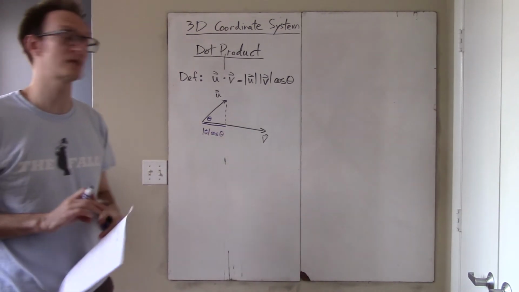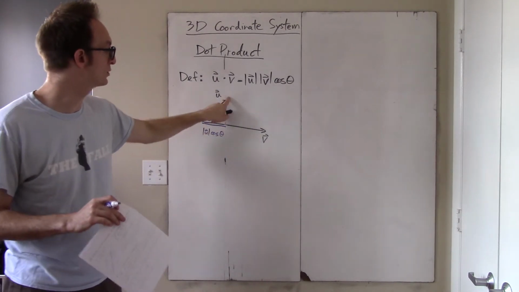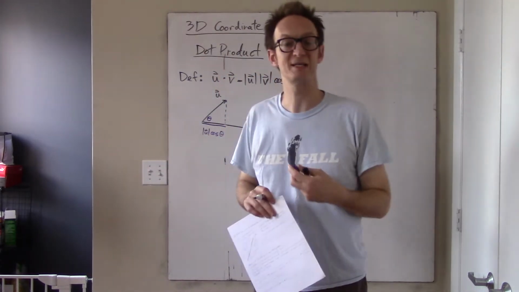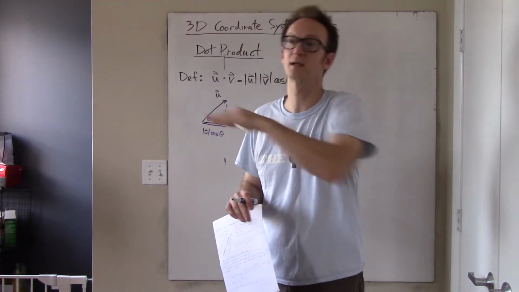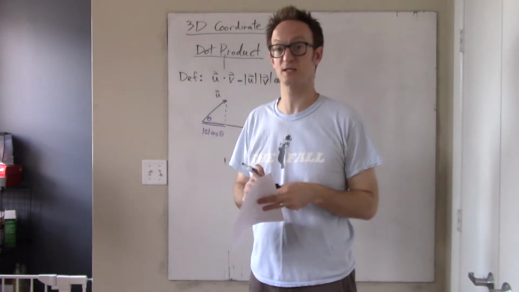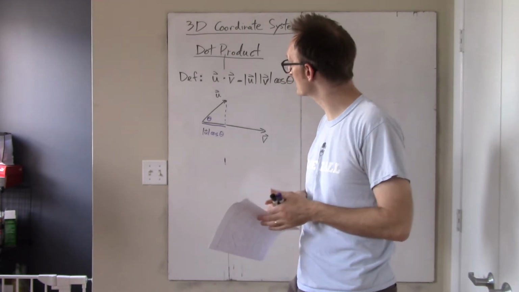And this is useful for things like work. If v is the displacement vector and u is a force vector, then work is force times distance, but only the force in the direction that you have been displaced is relevant for work. Okay, good.